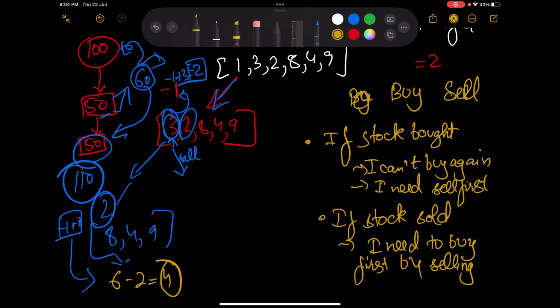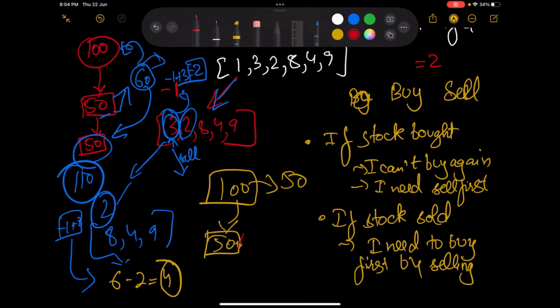And for this, if I have 100 rupees and I am investing 50 rupees, so this 50 will be cut out of my pocket and this 100 will become 50. And when I am selling the stock, if its price increased, then whatever is increased will be added to this one, and my profit will increase, and upon transaction fee subtraction I will get something. So this is the idea.